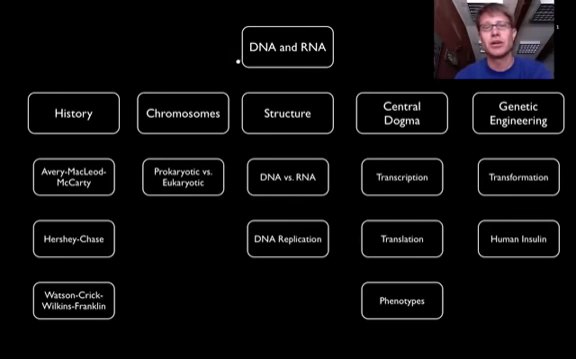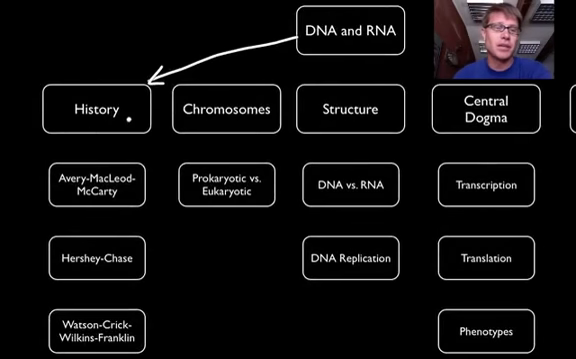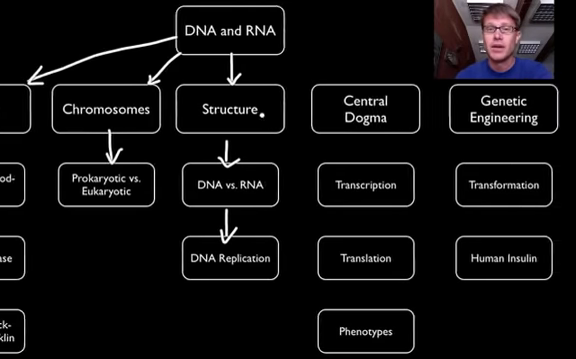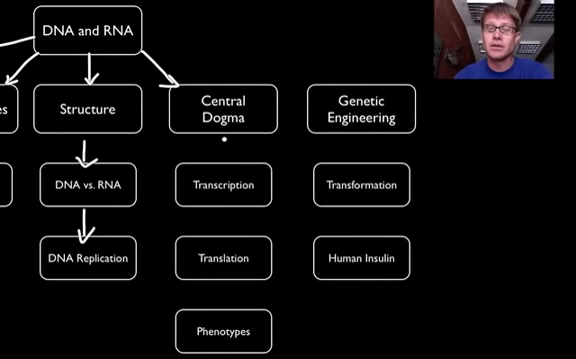So in this podcast, I'm going to try to accomplish 5 things. First of all, we're going to talk about the history of DNA, how these 3 experiments, the Avery, McLeod-McCarty, the Hershey-Chase, and finally the Watson-Crick, Wilkins and Franklin experiment showed us what DNA looks like, where it is, and how it works. Next, I'll talk about how DNA is organized in chromosomes, both prokaryotic and eukaryotic. We'll talk about the structure of DNA and RNA, mostly how they're different, and then how DNA makes copies of itself. We'll then discuss the central dogma, how DNA is transferred through transcription into RNA, which is then translated into proteins, which then makes you.